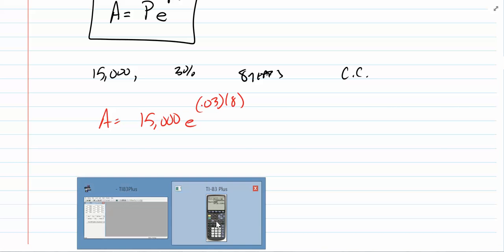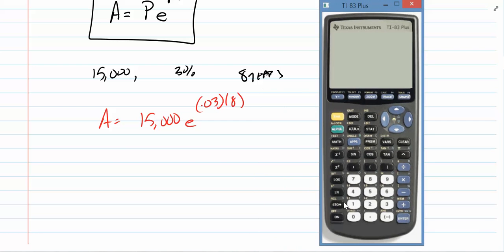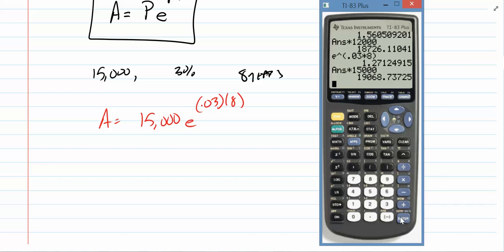So let's go ahead and see what we're going to get. We're going to compare this to the 15,000 from before. We're going to press second e, which is the natural log button, then 0.03 times 8 in my exponent. So I'm doing my exponent first. Push enter. Then I need to multiply by what, everybody? My original 15,000 that I started with. And I'm getting not even a dollar more, right?